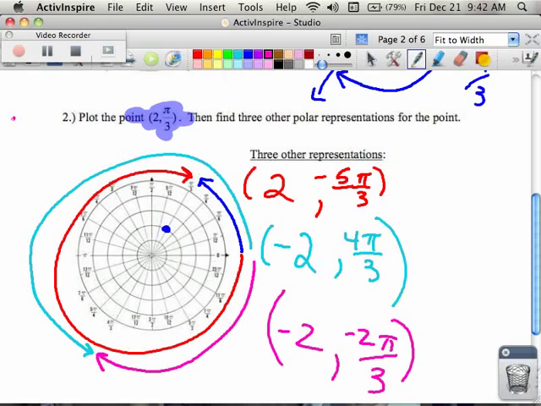Also, all the numbers are 2's. All the angles are pi over 3's. There's 2 positive 2's, there's 2 negative 2's. There's 2 positive pi over 3's, there's 2 negative pi over 3's. Lots of patterns. So as you're going to find these 4 coordinates total, you should see one of each of these things. And that'll help you determine whether or not you found all the correct ones.